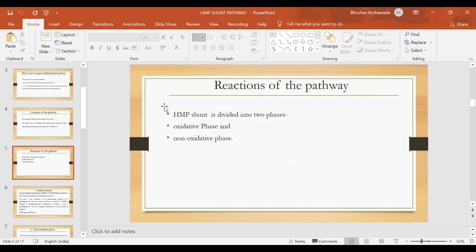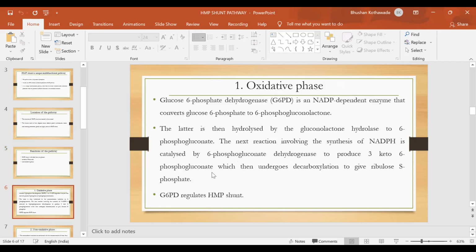Reactions of this pathway: the HMP shunt pathway is mainly divided into two phases. The first is the oxidative phase and the second is the non-oxidative phase. Now we will see the first phase, that is the oxidative phase. Here, as I told you, the starting product of this pentose phosphate pathway is glucose 6-phosphate. And the important enzyme in this oxidative phase is glucose 6-phosphate dehydrogenase. The short form here is capital G6PD.